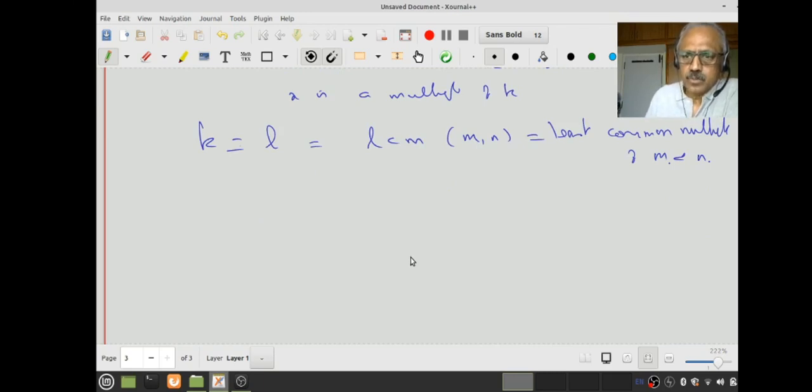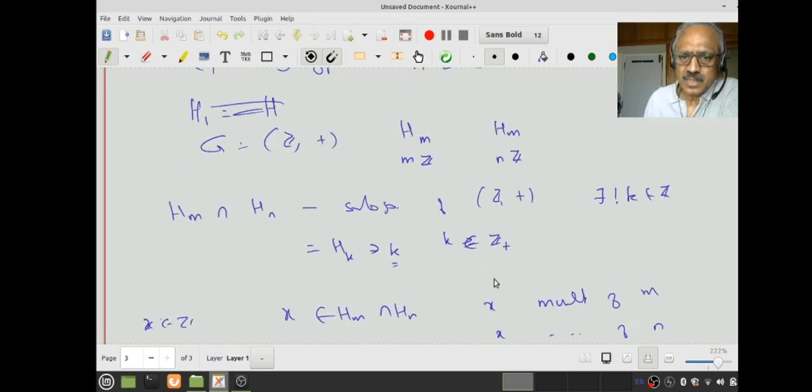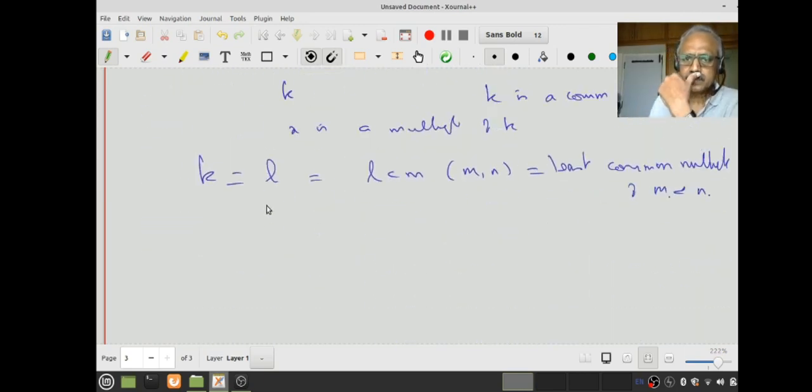Now that's almost obvious. Again, m and n are non-negative. Remember, we can again assume that none of them is 0. Neither m is 0 nor n is 0. If one of them is 0, it will be the other subgroup. Do you follow that? So to avoid trivialities, let us assume m is not equal to 0, n is not equal to 0. Therefore, m and n belong to natural numbers.